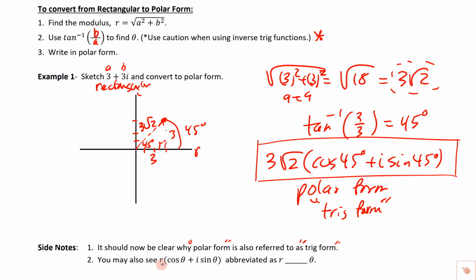And then you may also see r parentheses cosine theta plus i sine theta abbreviated this way. So it's r and then cis theta. And sometimes we'll call this cis notation. So r cis theta, because this is pretty long to write out. Now, for the time being, I do want you to write this out. But if you ever see r cis theta or something written like that, that's what we're talking about. So if you see an i in something, a lot of times it deals with imaginary numbers. So we're going to go ahead and take a look at what's on the other side.